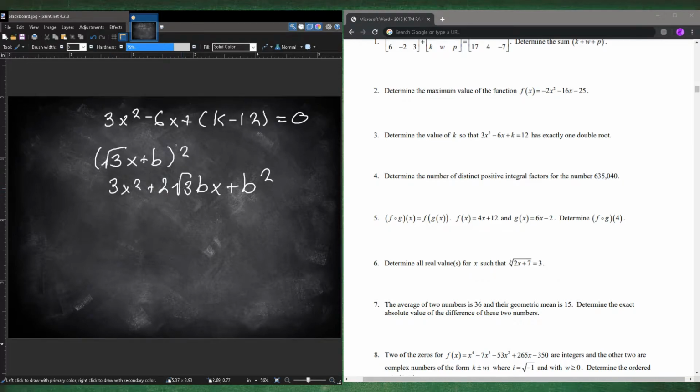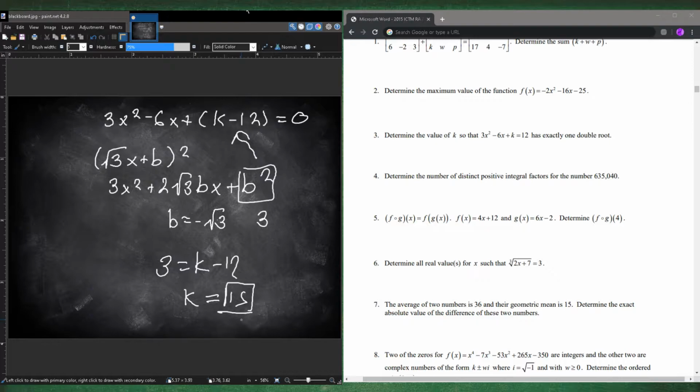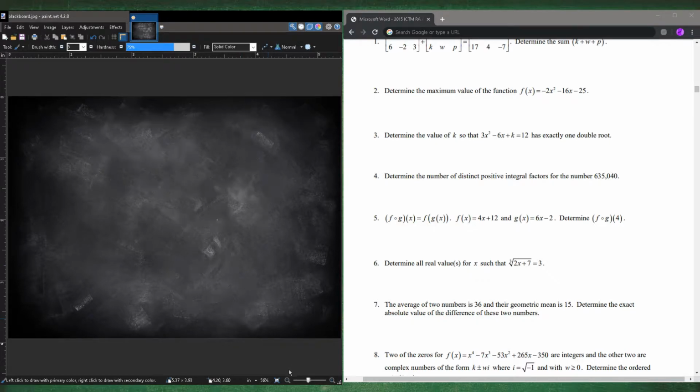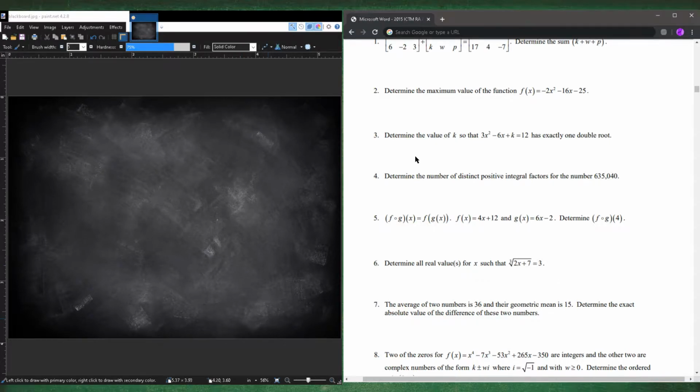So 2 square root 3 b is equal to negative 6. So that means b has to be negative square root 3. That means this term over here has to be equal to just 3. So 3 is equal to k minus 12, because this term has to equal this. That means k has to equal 15, and that's your answer. Okay, just a bit of arithmetic.